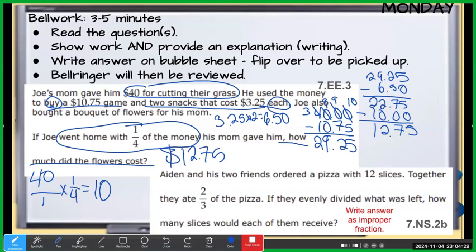$3.25 times 2 is $6.50. And then you subtract that from $29.25 to get $22.75. And then it says he bought a bouquet of flowers, but it doesn't tell you how much it costs. And it says if he went home with 1/4 of the money, which is $10, so you subtract $10 from $22.75 to get $12.75.